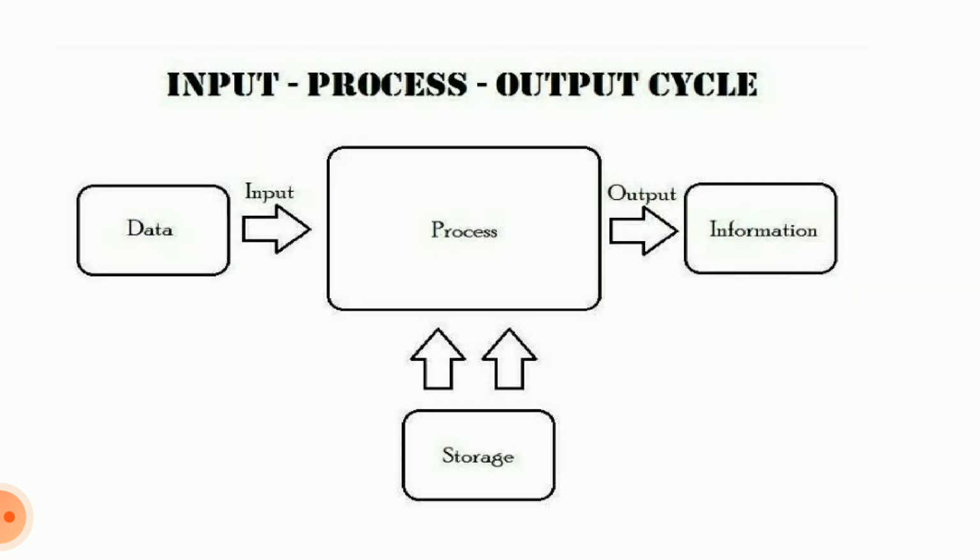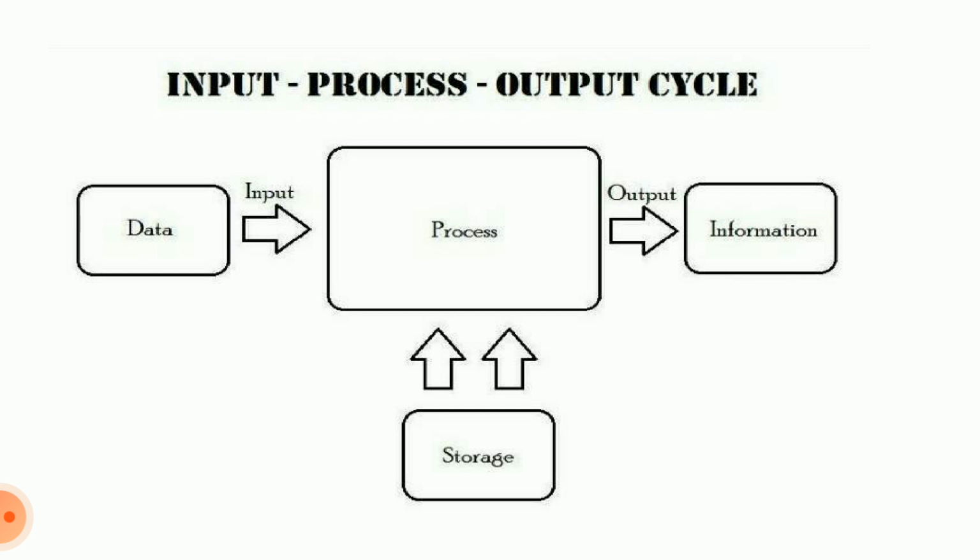As you can see in this diagram, this is the input process output cycle. Here you can see we are giving data to the computer. This is called input, and computer is doing processing on that data and instruction. After processing, computer provides us result. This is called output, or we can say information.